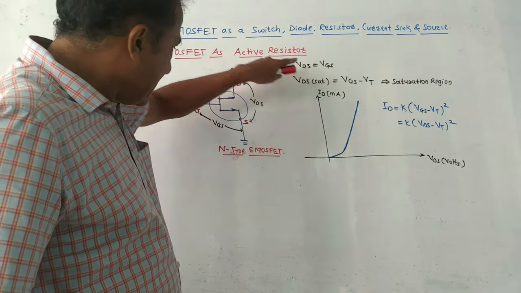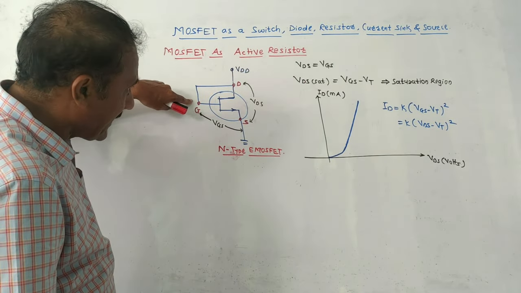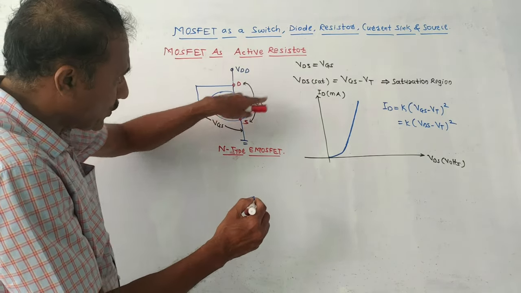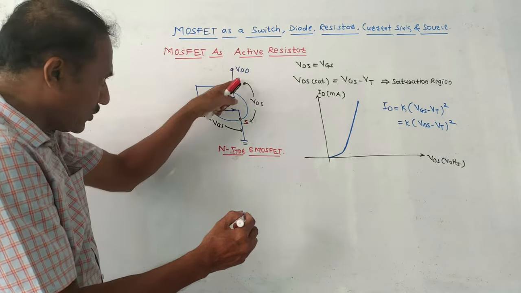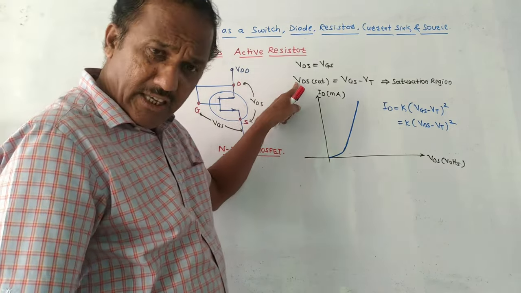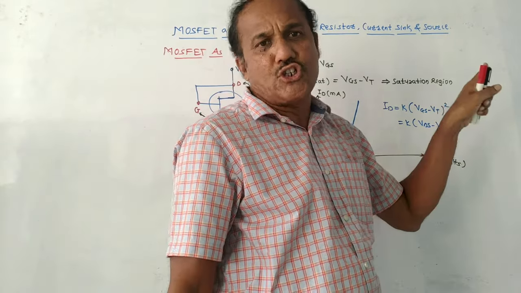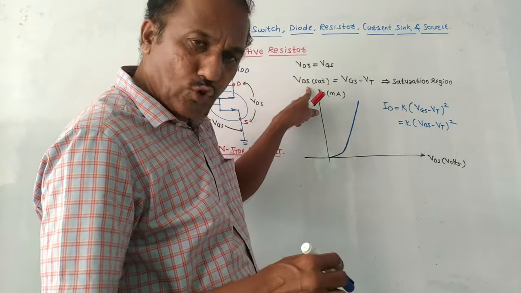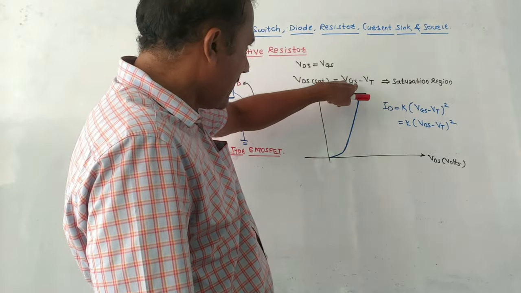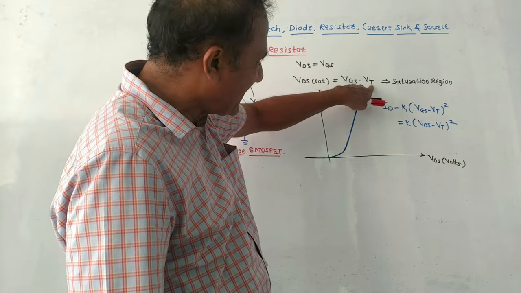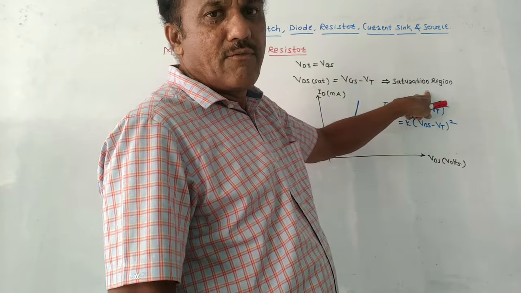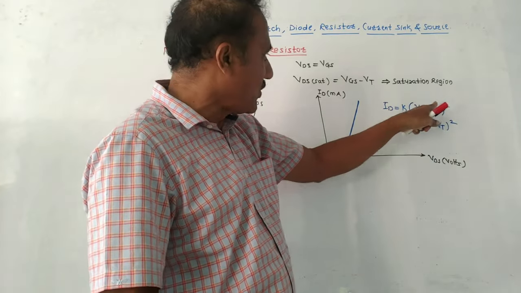Now, in this case, since gate and drain terminal are connected together, VDS, that means the voltage between drain to source, is same as VGS, because drain and gate are same. So VDS is equal to VGS. This is the equation for VDS saturation, that means the drain to source voltage, if the MOSFET is operated in the saturation region, this formula is VGS minus VT, where VT is the threshold voltage. Of course, this is the equation whenever you are operating MOSFET in the saturation region.